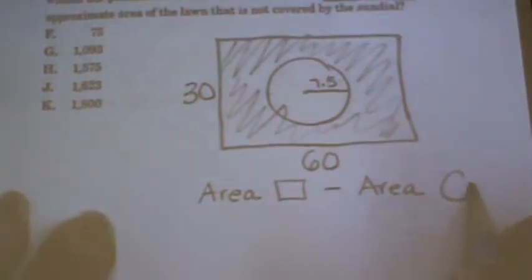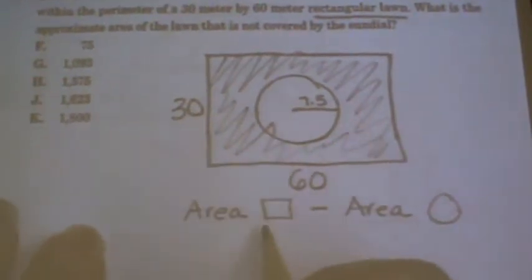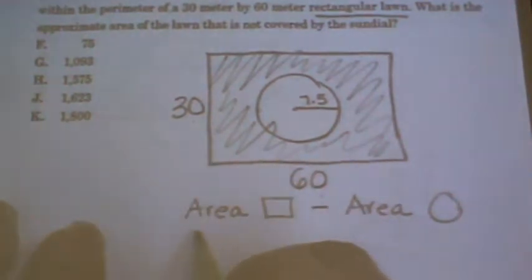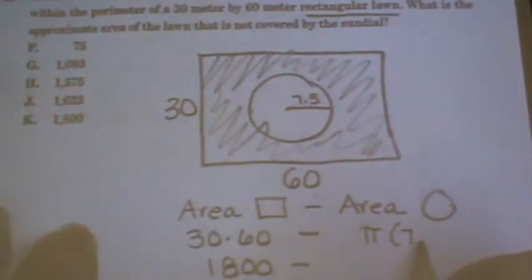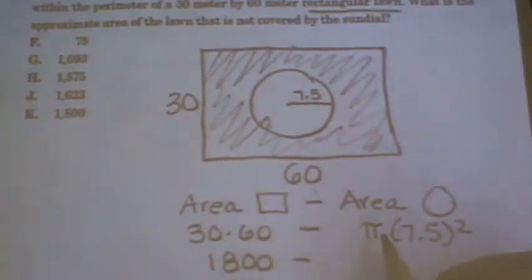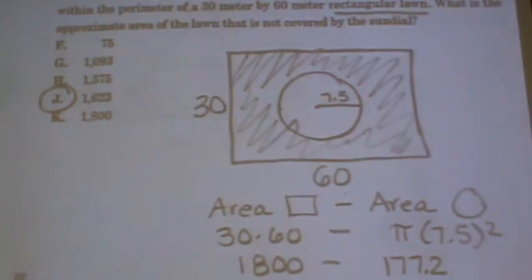So the goal is to do this. You want the area of the whole thing. You're going to take the area of the rectangle, and you're gonna subtract the area of the circle. So this is testing you on the formula for the area of a rectangle and the area of a circle. The area of the rectangle is length times width. So what is 30 times 60? It's 1800. And then the area of the circle is pi r squared. And I think this is 177.2, and when you subtract them, you get closest to J.